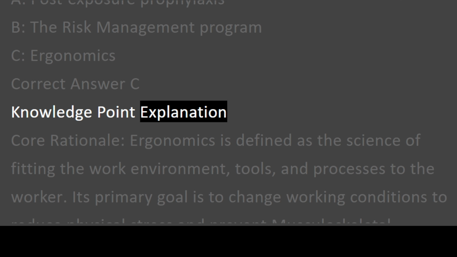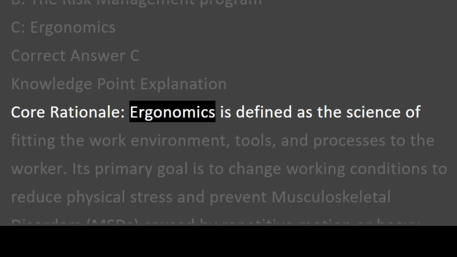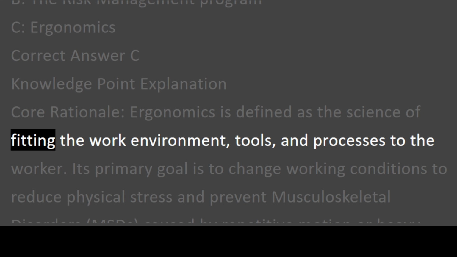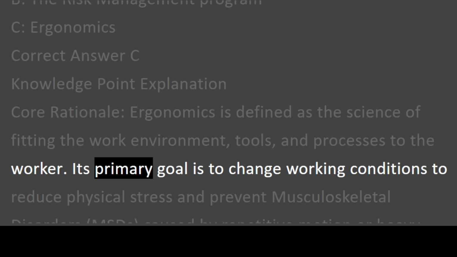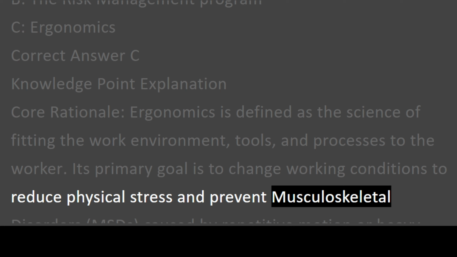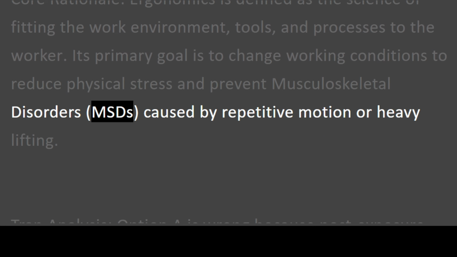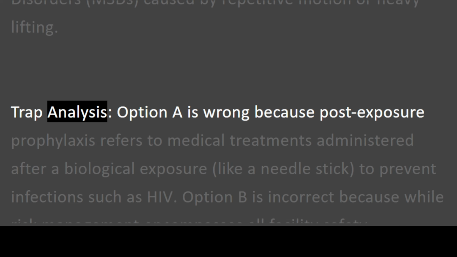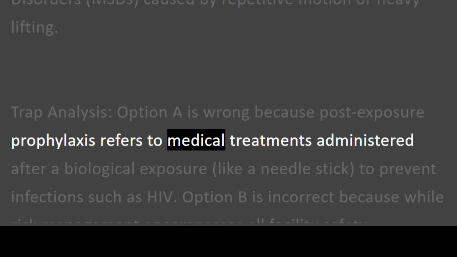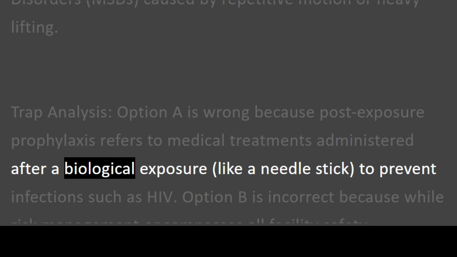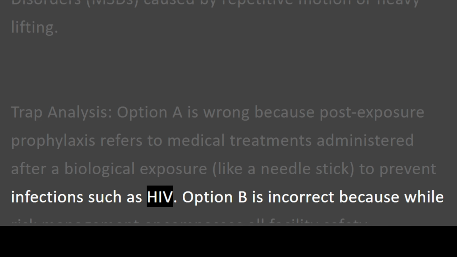Knowledge point explanation. Core rationale. Ergonomics is defined as the science of fitting the work environment, tools, and processes to the worker. Its primary goal is to change working conditions to reduce physical stress and prevent musculoskeletal disorders, MSDs, caused by repetitive motion or heavy lifting. Trap analysis. Option A is wrong because post-exposure prophylaxis refers to medical treatments administered after a biological exposure, like a needle stick, to prevent infections such as HIV.